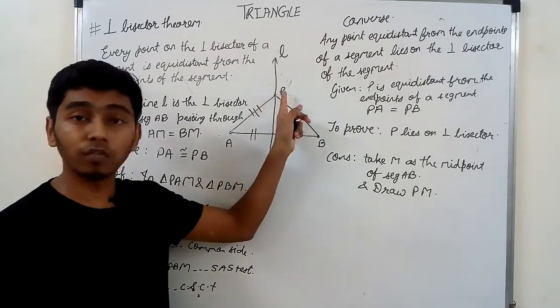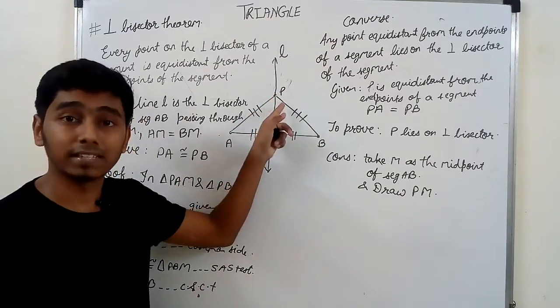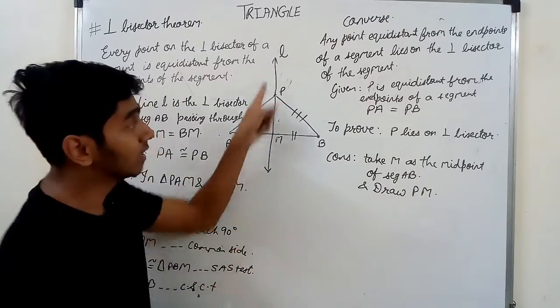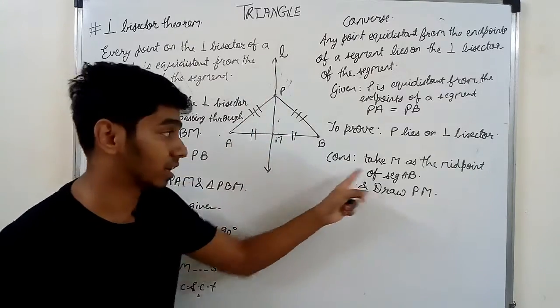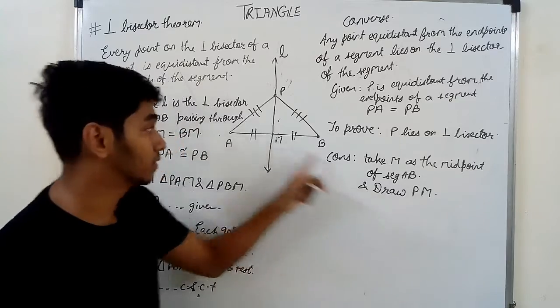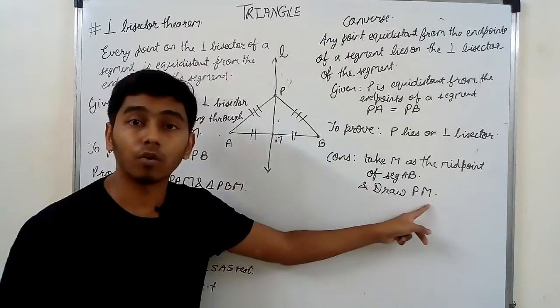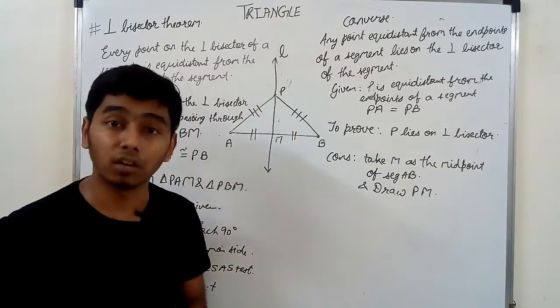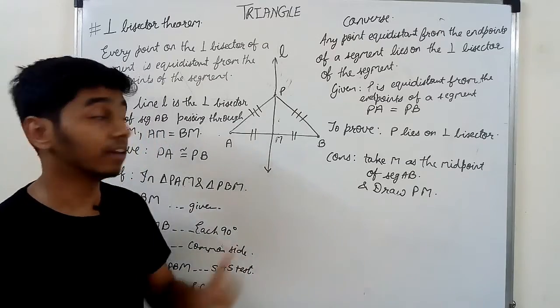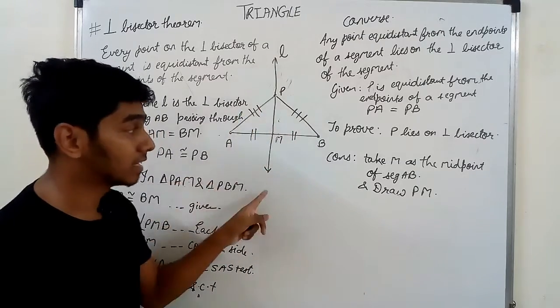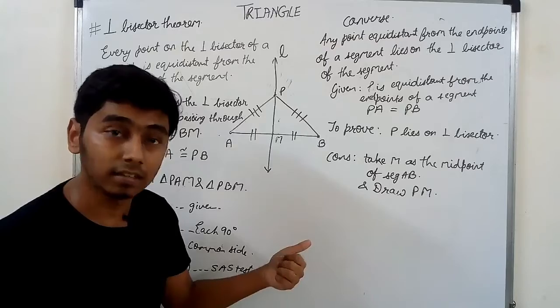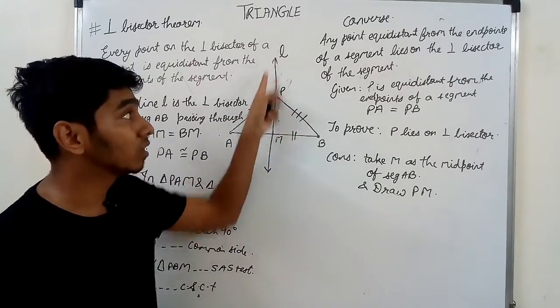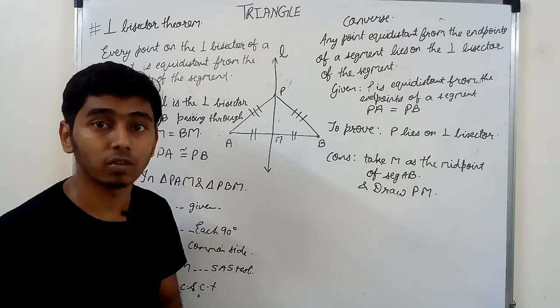So in order to prove that P is on the perpendicular bisector, we need to prove that this line which we have constructed, with the help of construction, which is to draw PM, should be a perpendicular bisector. If we are able to prove that this line is a perpendicular bisector, then you can see P is on this perpendicular bisector. Yes or no?